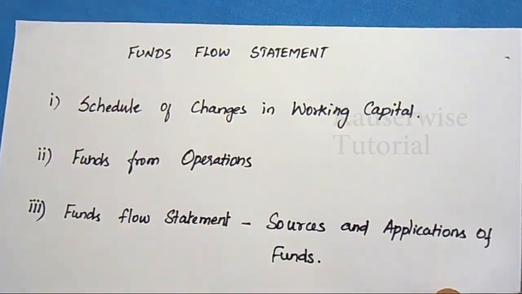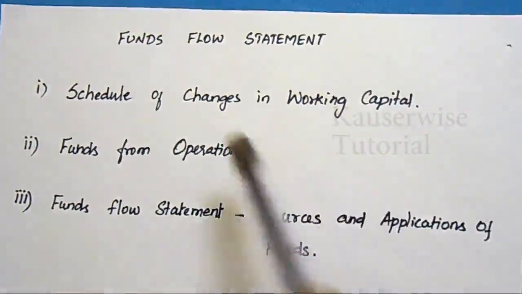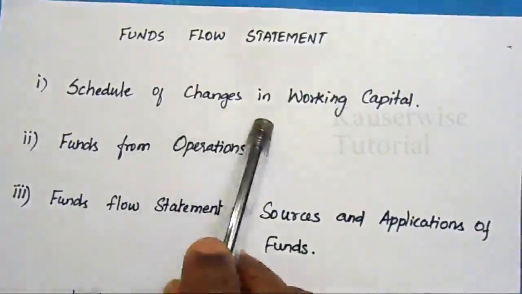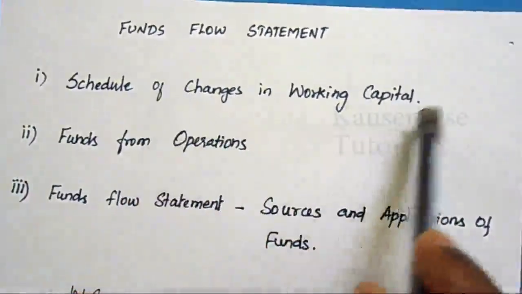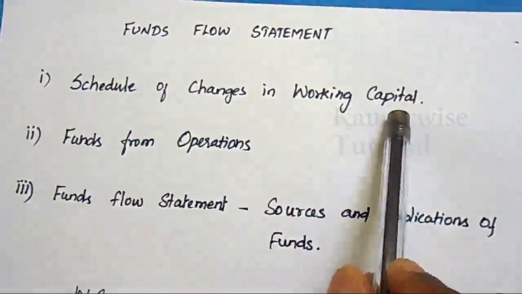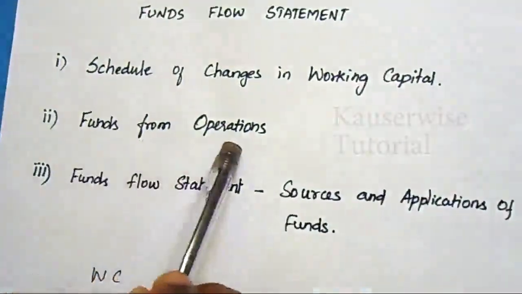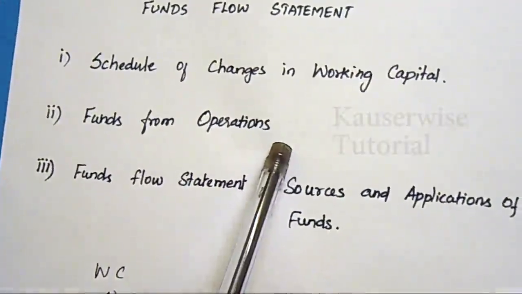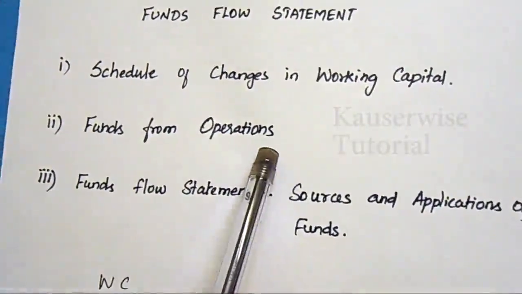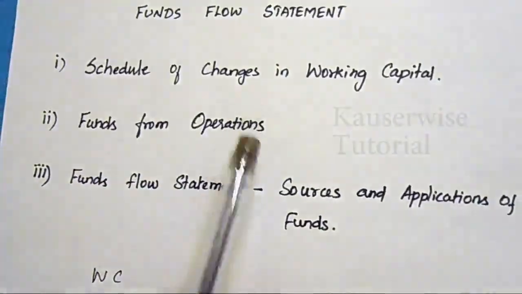In the previous video, we have discussed these 2 points. The first one is schedule of changes in working capital. Okay, the schedule of changes in working capital deals with current assets and current liability. The second one is fund from operation. Fund from operation deals with non-operating income and non-operating expense that we have already discussed in the previous video.